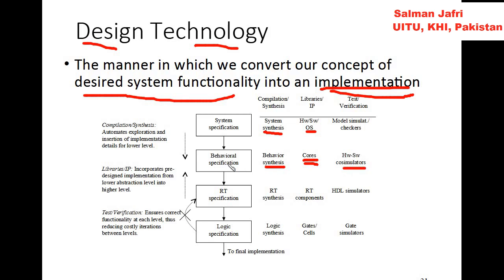So if our design is verified at this stage, we can move to the register transfer specification, and the tools used here are register transfer synthesis, and the libraries that we have at this stage are register transfer components. To test this RT, register transfer, or RTL specification, we can use HDL simulators. After this simulation is correct, we can now move to the logic specification, and the tool here can be the logic synthesis tools. And what would be the libraries that would be used? Gate cells. And how can test and verification be performed at this stage? By using the gate simulators.